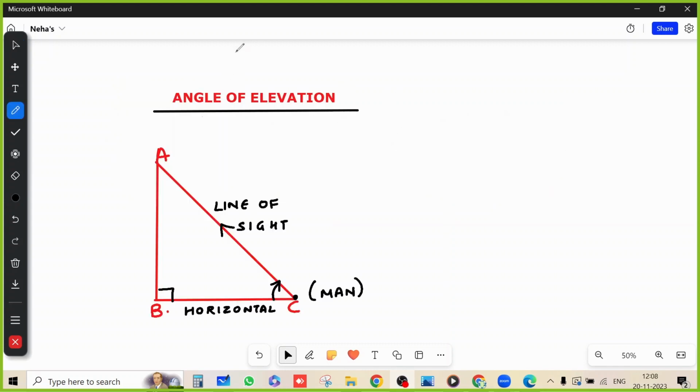Let us now understand what is angle of elevation. Let us consider that AB is a tower that is on a level ground and a man is standing at the point C on the level ground. So the line BC here is the horizontal line that is connecting the base of the tower and the man, and suppose this man is looking at the point A of the tower. So this becomes the line of sight. So the angle between the line of sight and the horizontal is called the angle of elevation. So here in this figure, angle ACB is the angle of elevation.